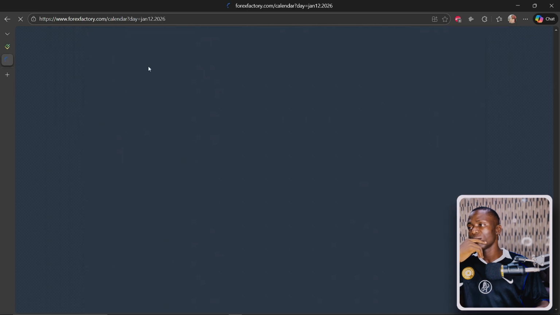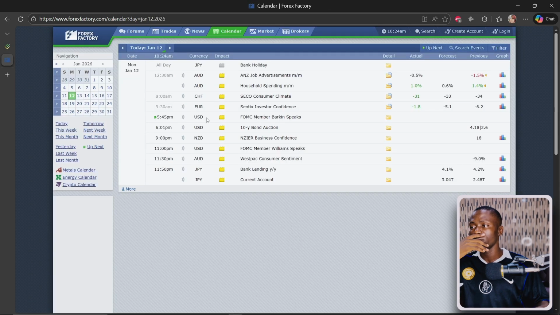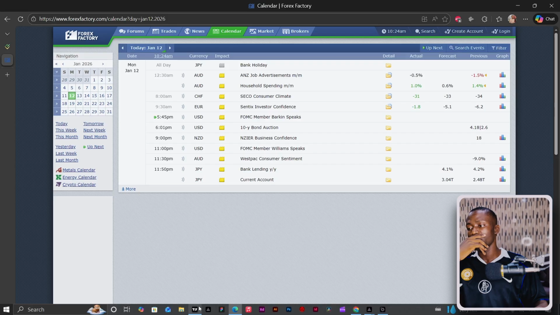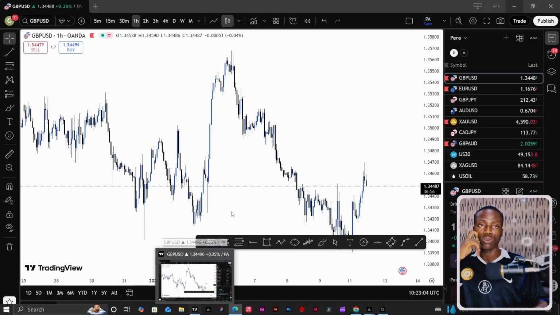So the first thing I do is head over to Forex Factory and then I filter to this very day. You can see today there are no heavy news. Today is Monday, January 12th, so there are no heavy news. From late December to date, I haven't taken a trade. This is my first time actually coming to take a trade. So now once I confirm that there are no heavy news, the next thing is I launch my TradingView where we are going to do our analytics.